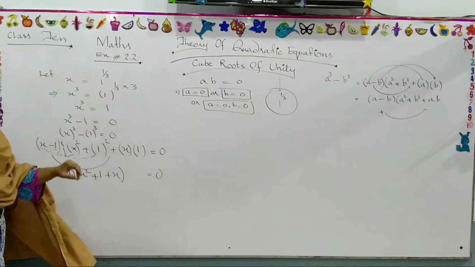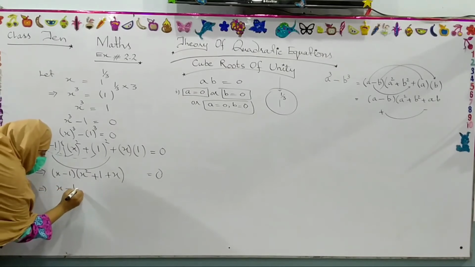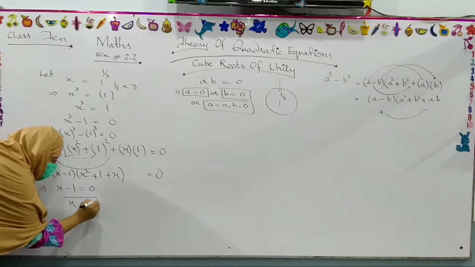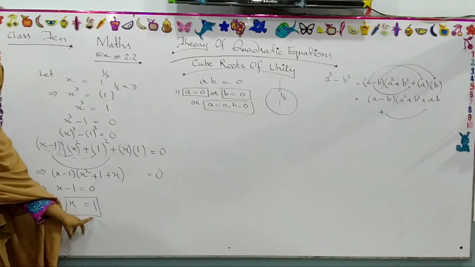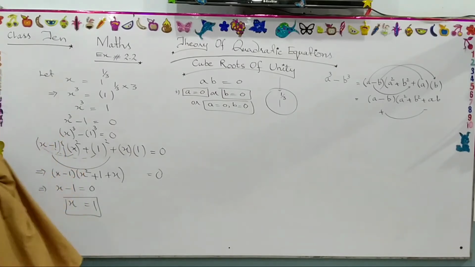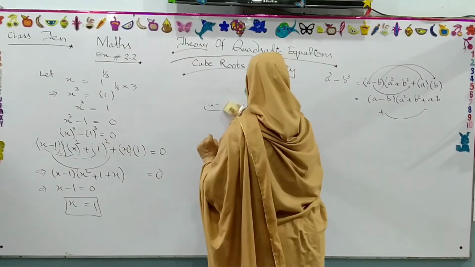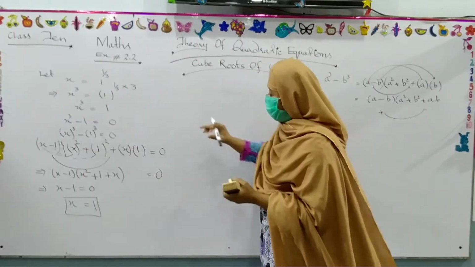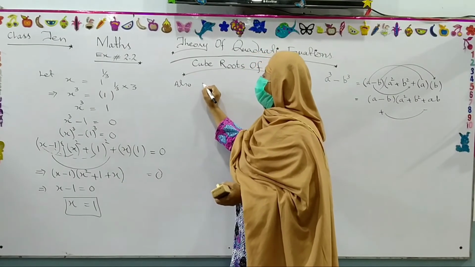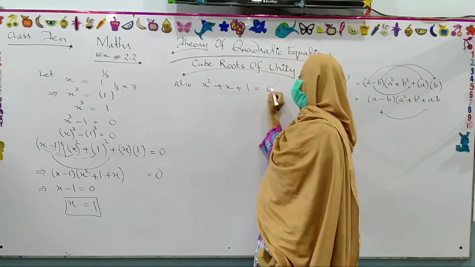Now I will use this logic here. What is x minus 1? I substitute equal to 0, so x is equal to 1. One solution. This is one cube root of unity. And second, I will put the second factor also: x square plus x plus 1 is equal to 0.